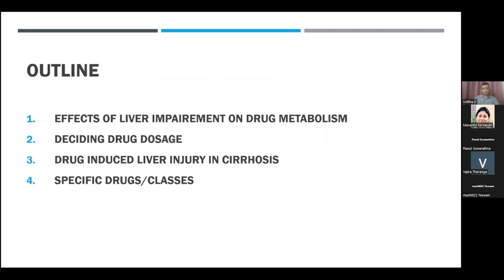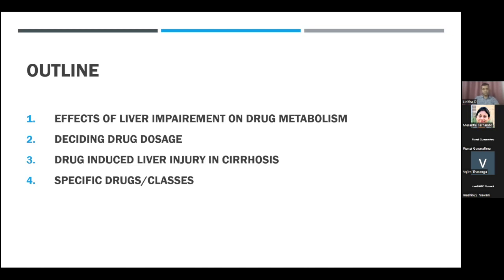So basically, I'm just going to touch on a basic introduction first, and then we'll discuss the effects of liver impairment on drug metabolism, and of course, the principles we use in deciding the dosage of a drug, or when we are using a drug in a patient with liver impairment or liver cirrhosis.